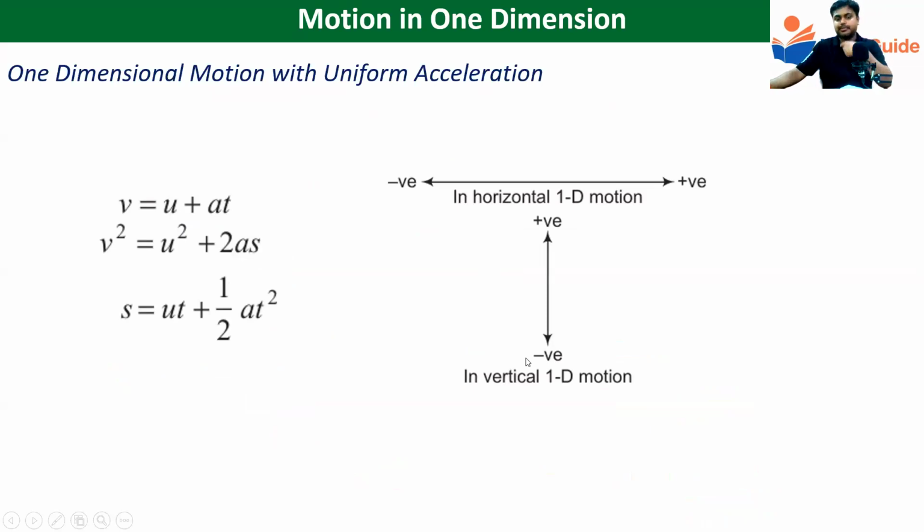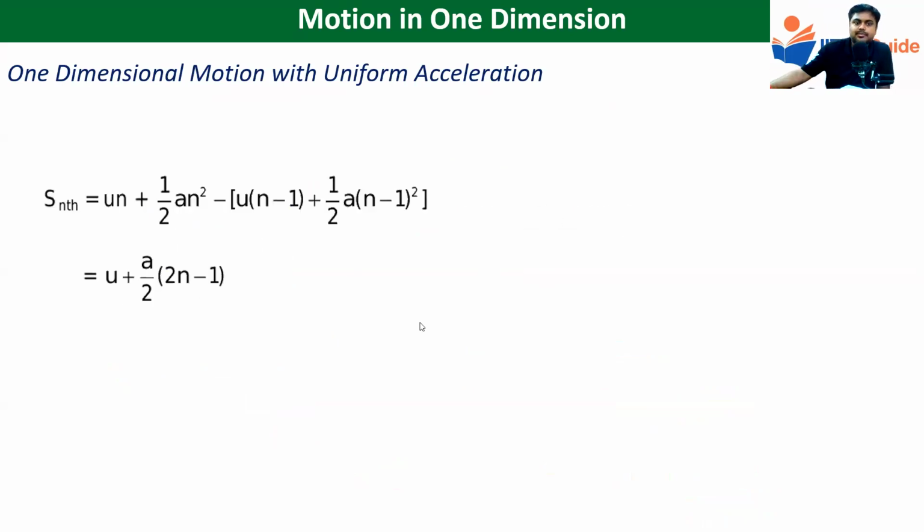One-dimensional motion with uniform acceleration. So when this is there, then we have these three equations coming into picture. V equals U plus AT, S equals UT plus half AT square, V square equals U square plus 2AS. And this is the distance which is traveled in the nth second. So this is ut plus half at square minus u into t minus 1 plus half a into t minus 1 whole square. So therefore, in the tth second, this is going to be the distance which is traveled.